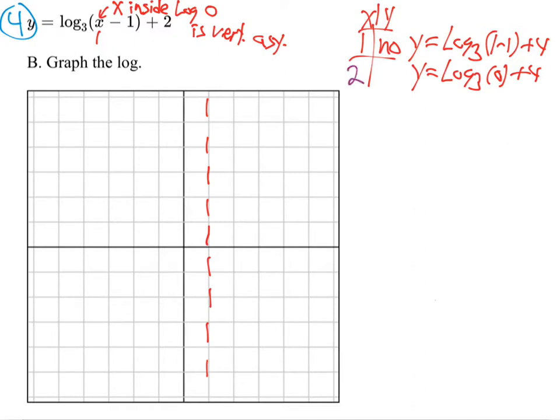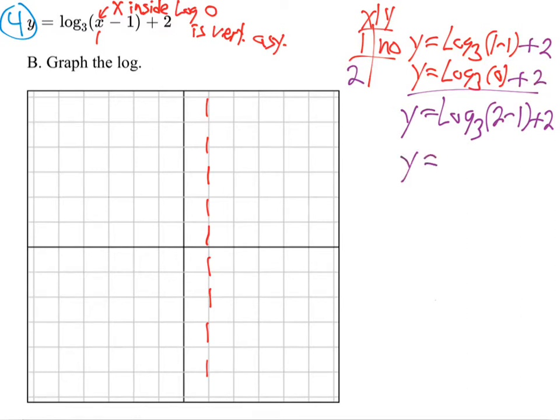So let's plug in 2. Log base 3 of 2 minus 1 plus 2. Oh, where did I get that plus 4 out there? Sorry, that's plus 2. It doesn't matter. It was still a no. Okay, so then this is log base 3 of 1 plus 2. Now, how do we do log base 3 of 1?